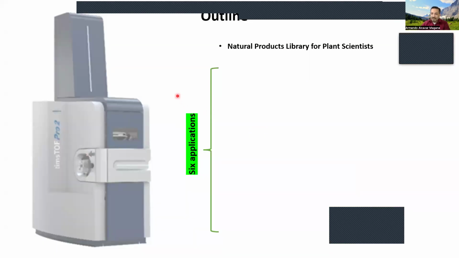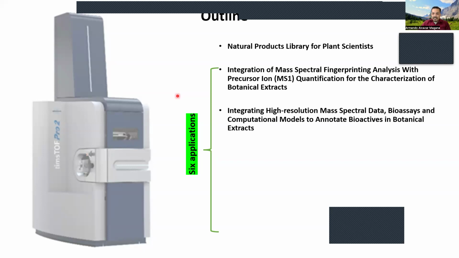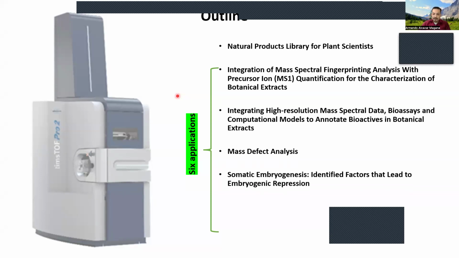I'm going to talk a little bit about 6 applications that I worked on in the past. The first is building capabilities for plant scientists, with a library that we acquired here, an in-house library. Then I'm going to talk about using the same analytical run to do both quantification of some compounds and, at the same time, targeted profiling and fingerprinting of some plants or product extracts. Another one is a recent publication where we used mass spectrometry in combination with bioassays to find bioactives in some cellular models. A little bit about how we can use mass defect analysis to look for specific families or classes of compounds. A case that was pretty interesting, working with somatic embryogenesis to find some factors that produce embryonic repression in coffee.